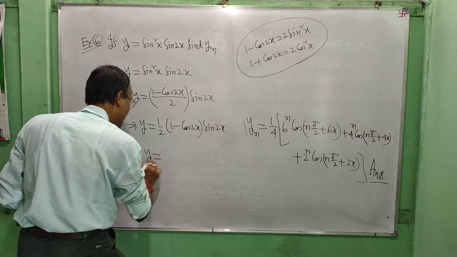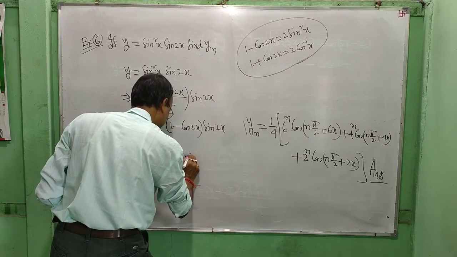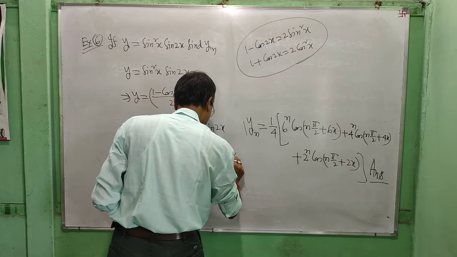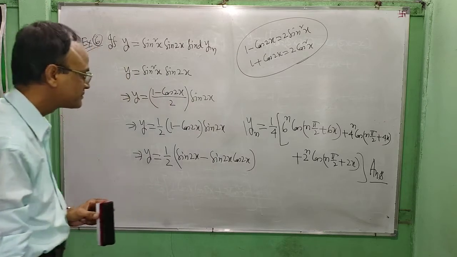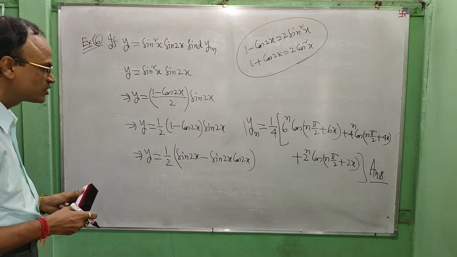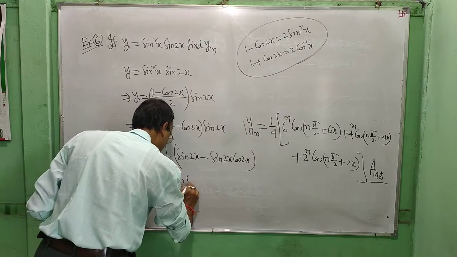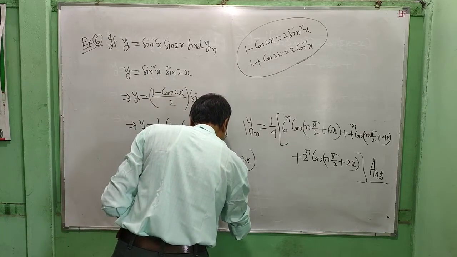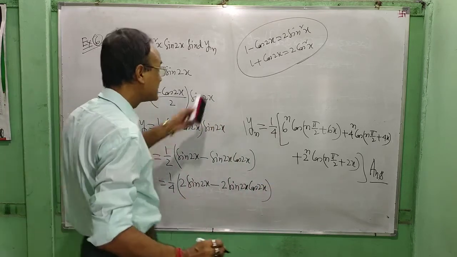This means y is equal to 1/2 of sin 2x minus sin 2x cos 2x. This is equal to 1/4 of 2 sin 2x minus 2 sin 2x cos 2x.